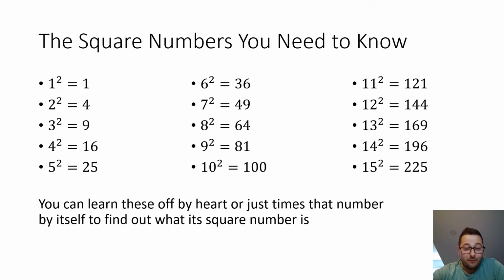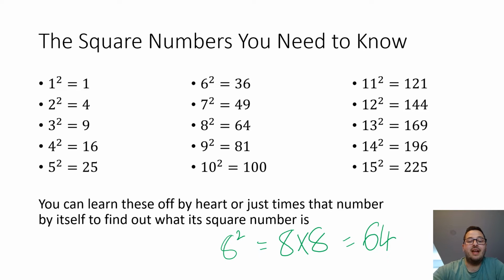Now those are a lot of numbers to know, but as long as you are happy timesing numbers together, you can always just find these out from scratch. For example, if I needed to know 8 squared, I just think, well, that is just 8 times 8. Work it out or know my times tables, that's going to be 64. But these are the 15 square numbers that you'll need to know or be able to find out for GCSE.